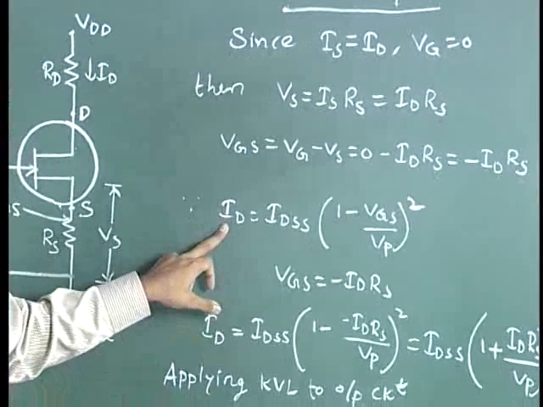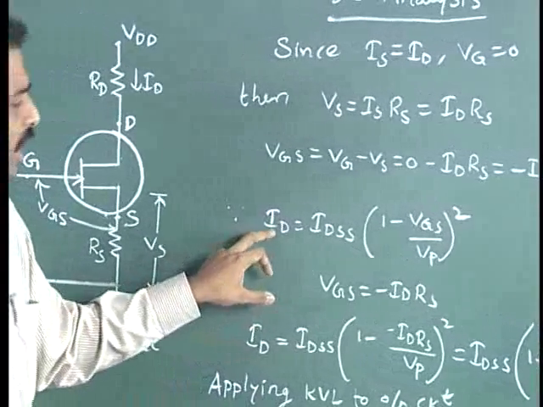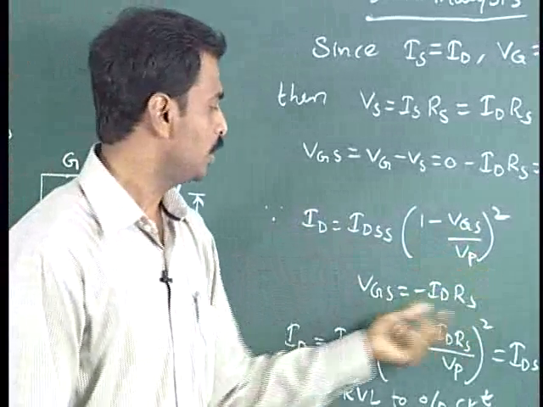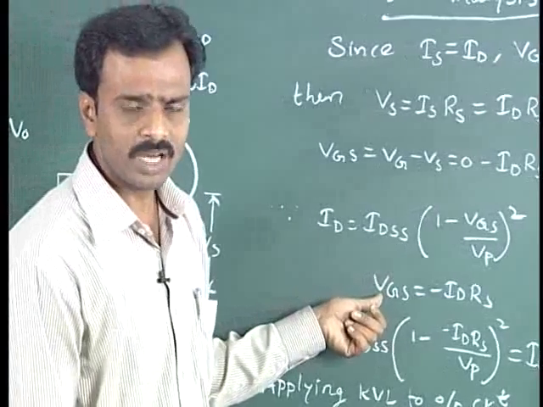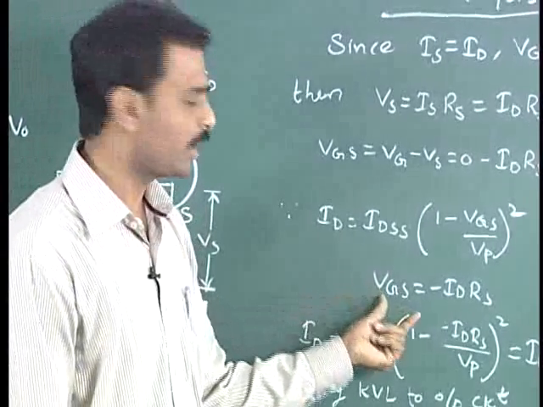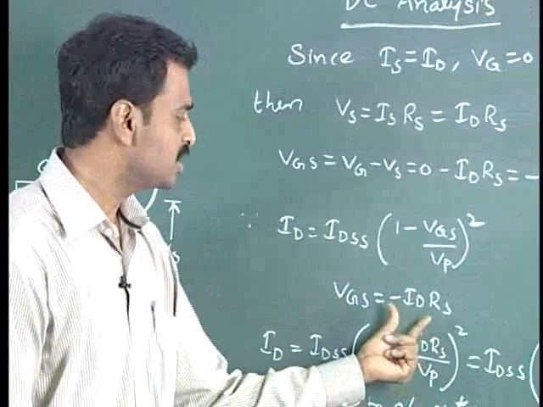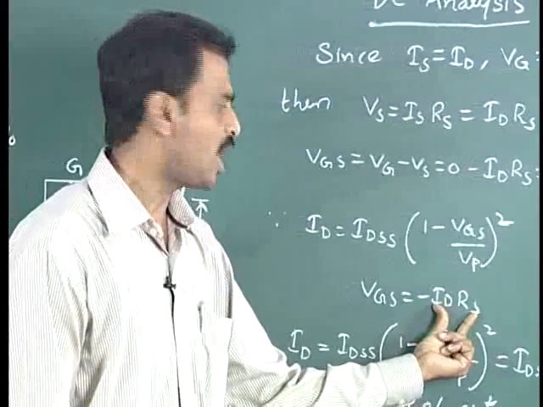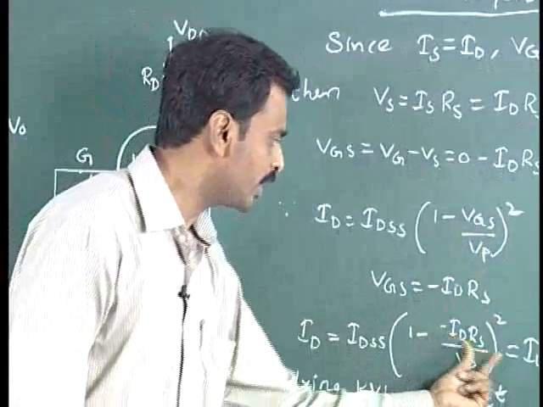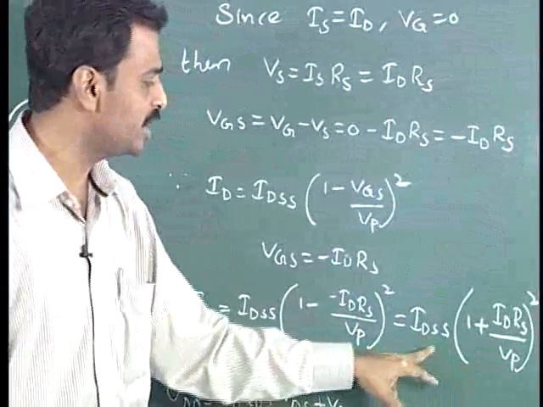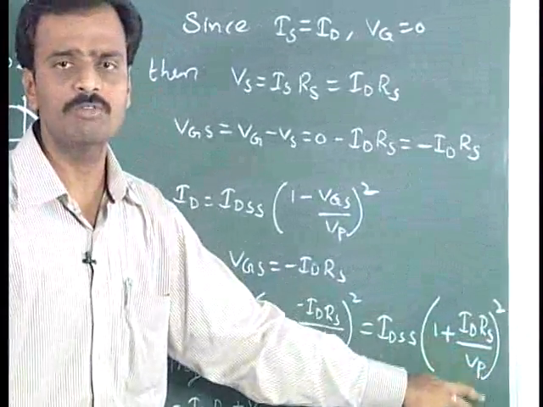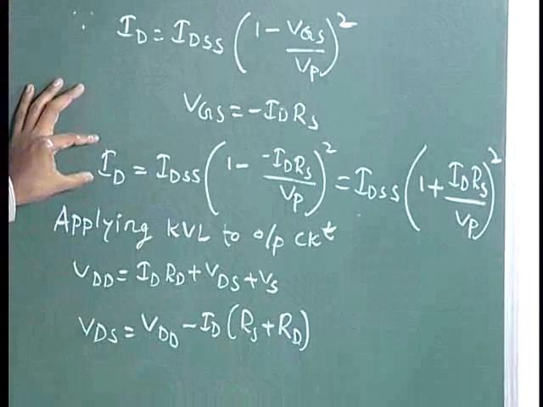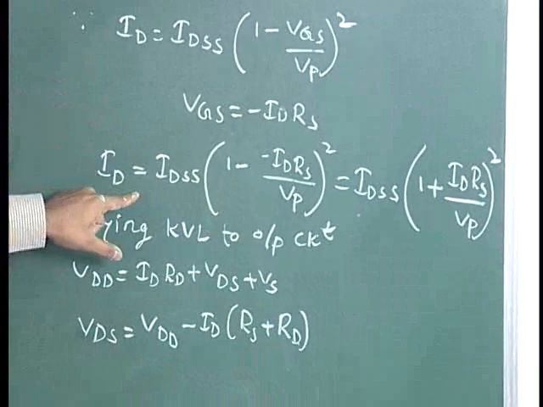Now we know the standard equation for the drain current: ID equals IDSS into (1 minus VGS by VP) whole square. As we got from applying KVL to the input of the circuit, VGS equals minus ID Rs. Just substituting this value of VGS in the equation, we get the resultant equation: ID equals IDSS into (1 plus ID Rs by VP) whole square. It is the final operating point output current ID, which we can consider as IDQ here.